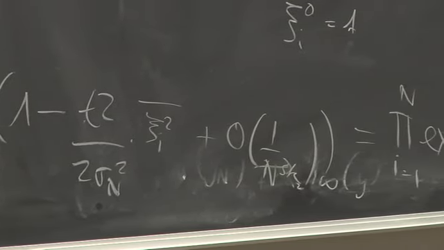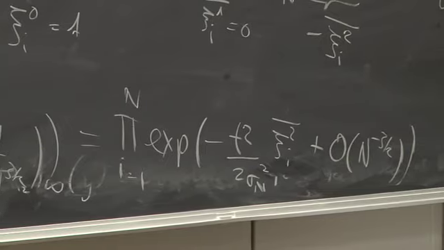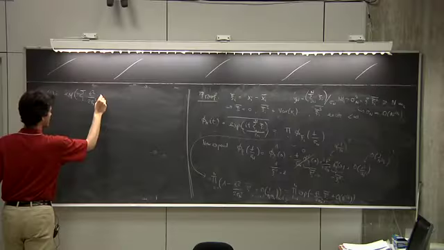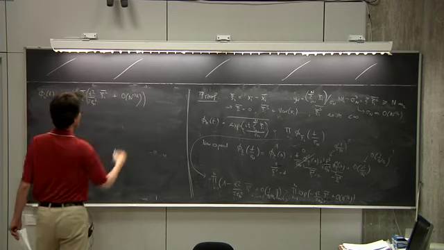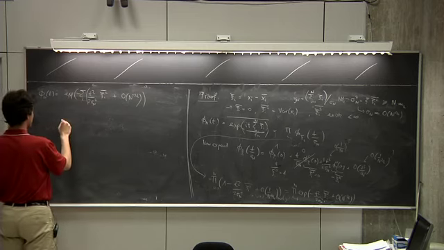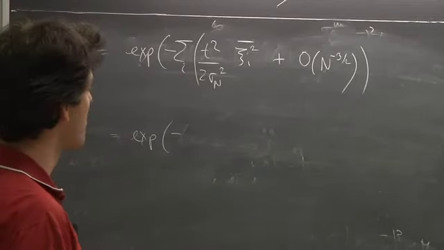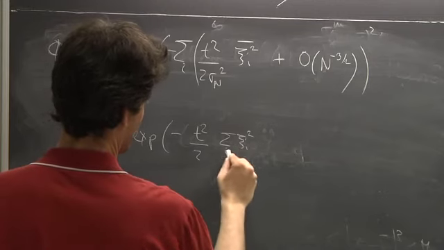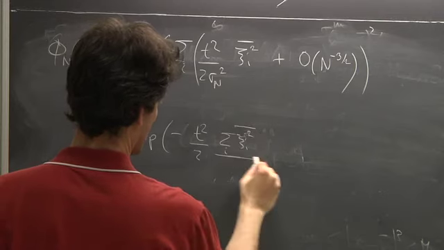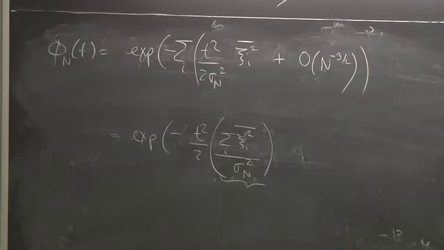So my phi n of t is now going to be exponential of a sum over I of t squared over 2 sigma n squared, and you have psi I squared, and then plus O n minus 3/2. Okay? So what happens? First term is the most important. What does the first term give? It's 1 by definition, or by construction, because the sum of psi I squared is just 1.